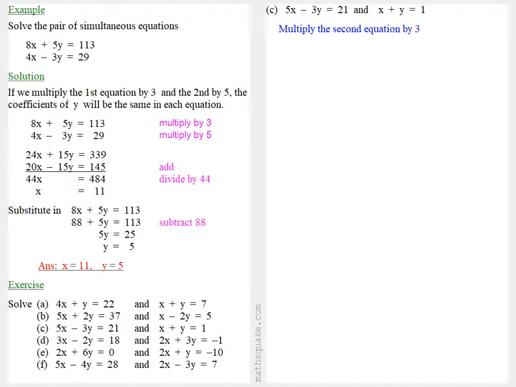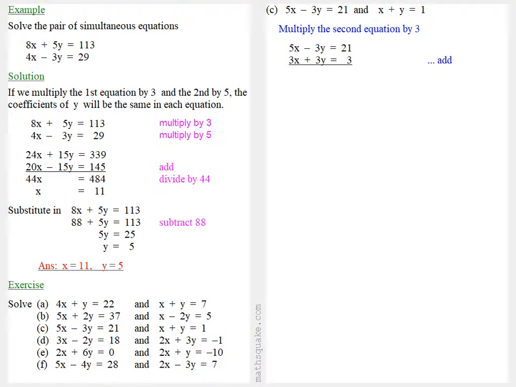In this case, we're going to have to multiply, because the numbers in front of x and the numbers in front of y in either equation are not the same. Now, let's multiply the second equation by 3. This gives us the two equations, 5x minus 3y equals 21, and 3x plus 3y equals 3.